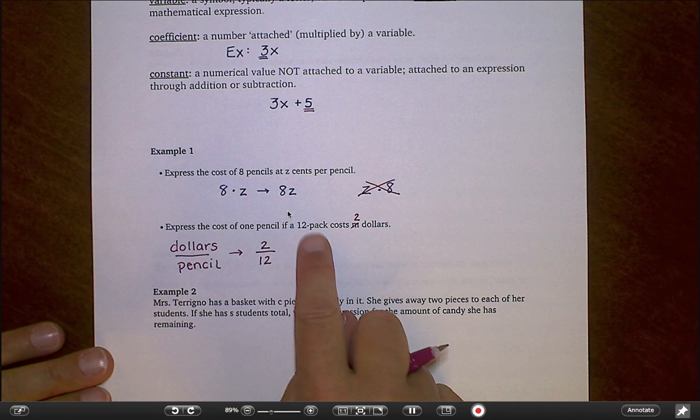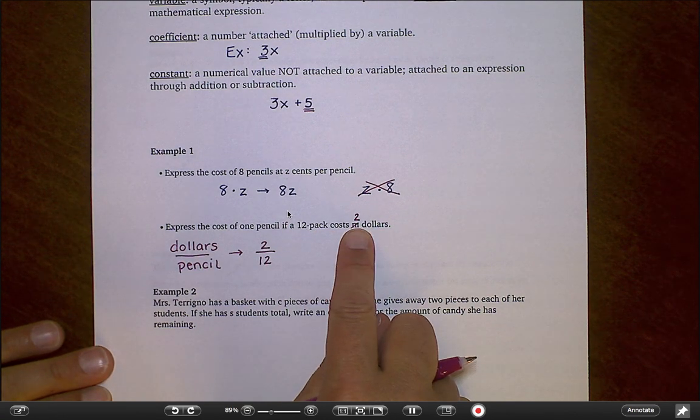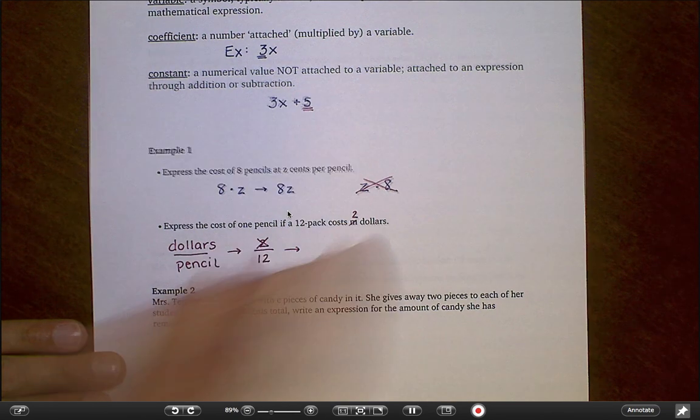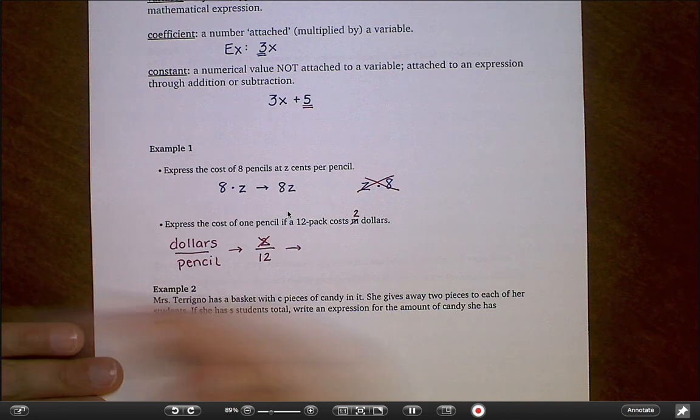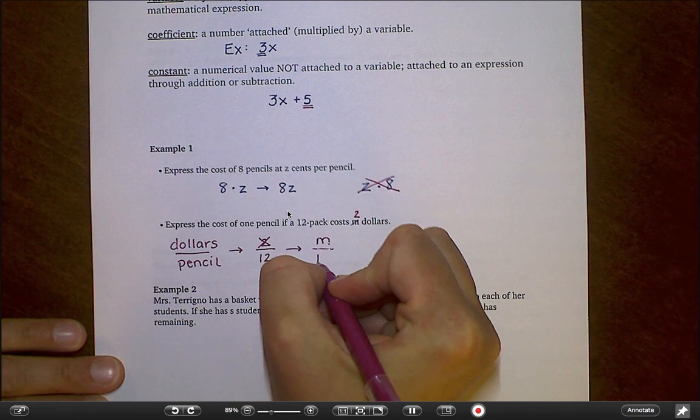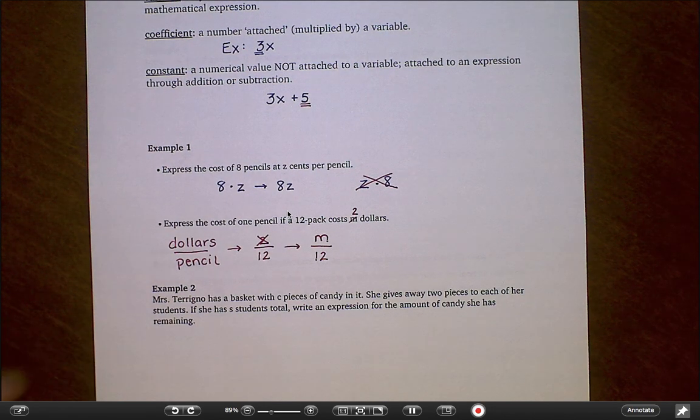But sometimes this is easier to think of with a number in this place. And then you can go back and say, wait a second, that 2 isn't really real. We made up that 2. And so we know that our answer here would be M divided by 12. That would be the cost of 1 pencil.